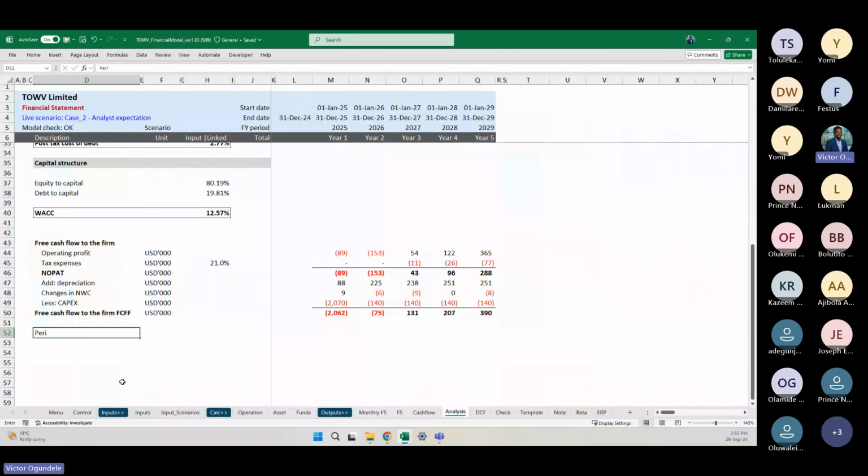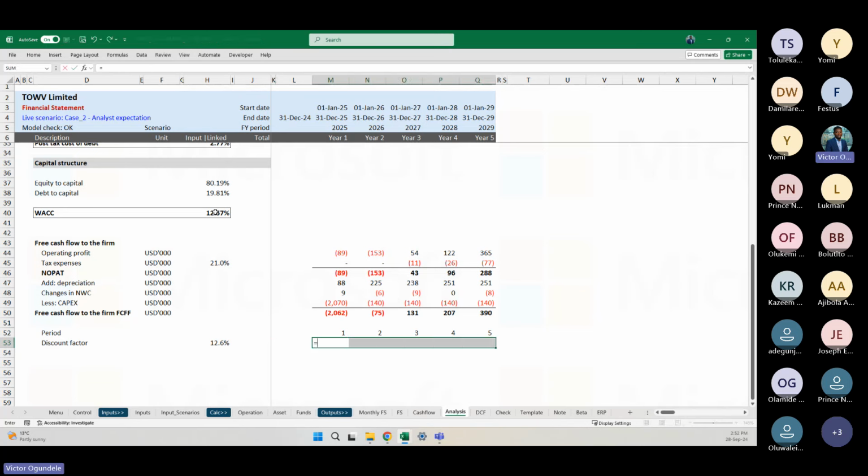So I have a period, and this will be the previous period plus 1, that's period 1 to 5. Then we have our discount factor. That'll be our what? That's our WACC that we computed. Okay. You can now use this to do equal to 1 plus my discount factor raised to minus my period. This gives us the discount rate.